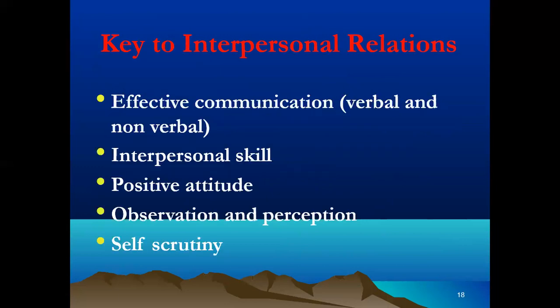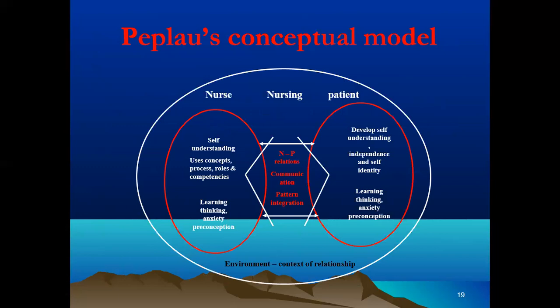Key to interpersonal relationships, number one, is effective communication. And this can either be verbal or non-verbal. Interpersonal skills, positive attitude exhibited by both, observation and perception, self-scrutiny. Now, the concept that Peplau created is that we have in the middle, or in the intersection, nursing, and on either side we have the nurse and the patient. Each one of these individuals is trying to communicate in an effective way so that this interpersonal relation is created.